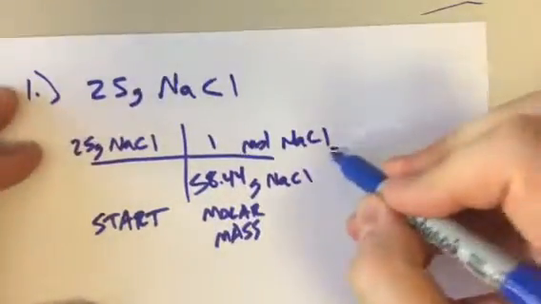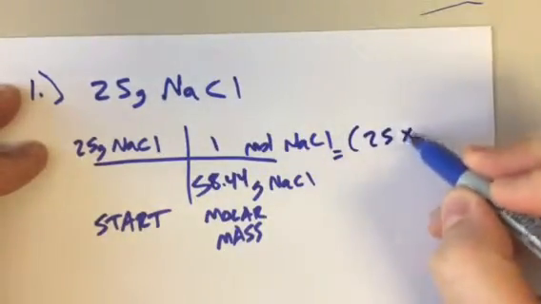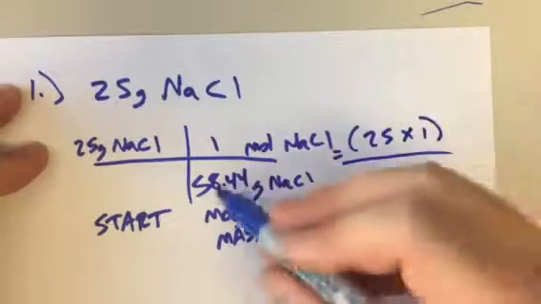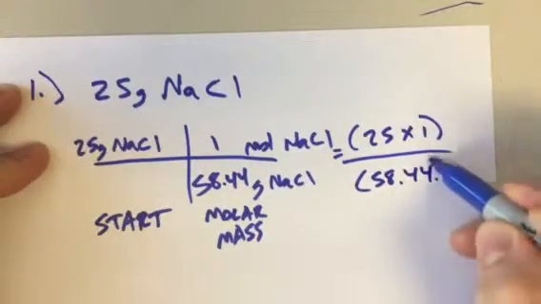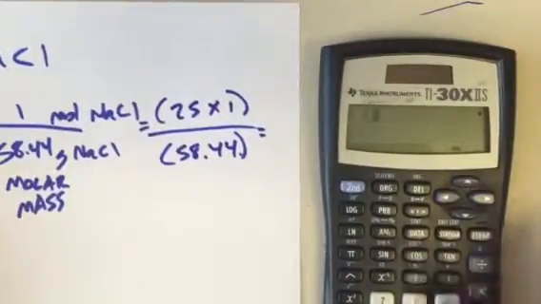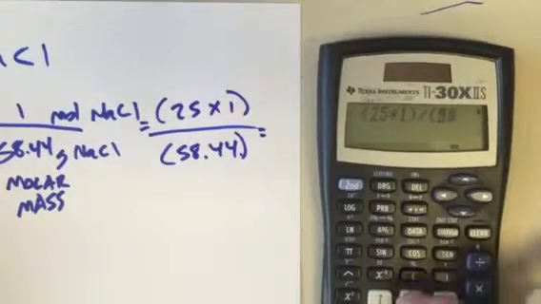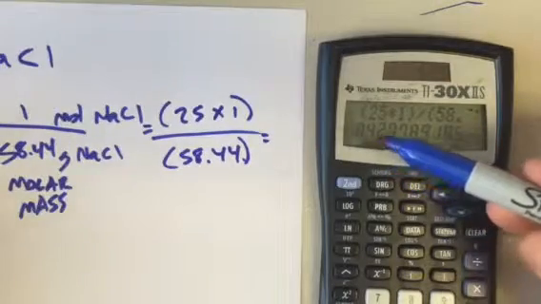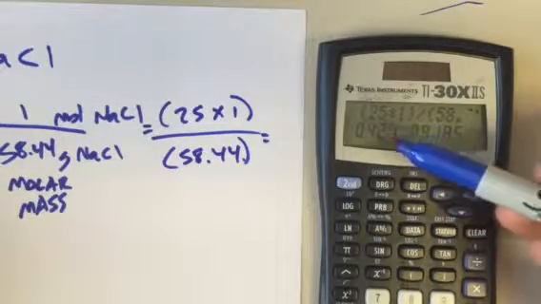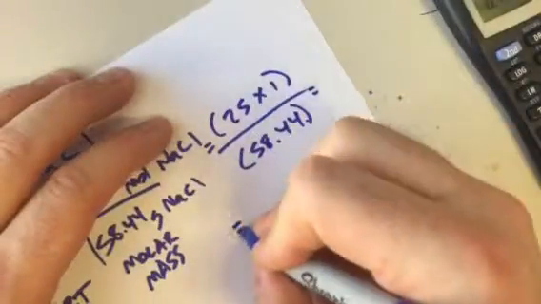So here's what the work looks like. This is 25 times 1. Always use parentheses when you're doing things. Divided by, I just like parentheses, 58.44 equals. So I'm going to put it that way in my calculator. Parenthesis, 25 times 1, close, divided by, open a parenthesis, 58.44, close. I get 0.42, and this 7 is going to cause that to round up. My answer is going to be 0.43.